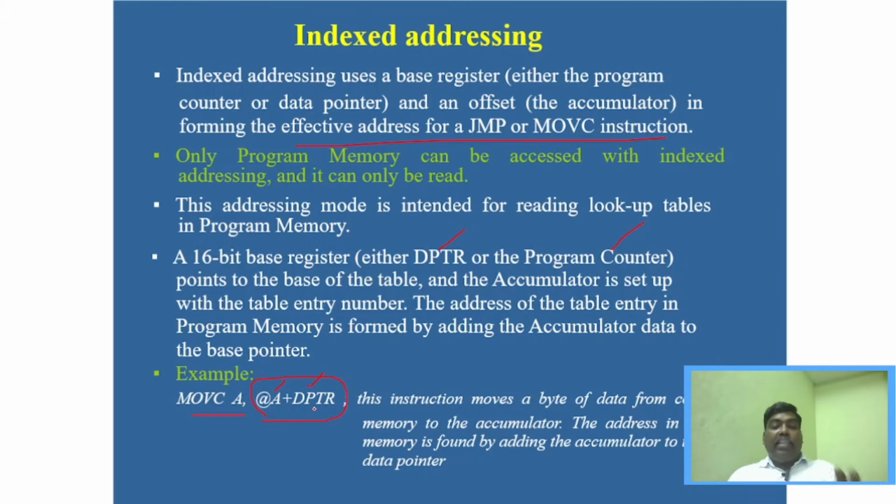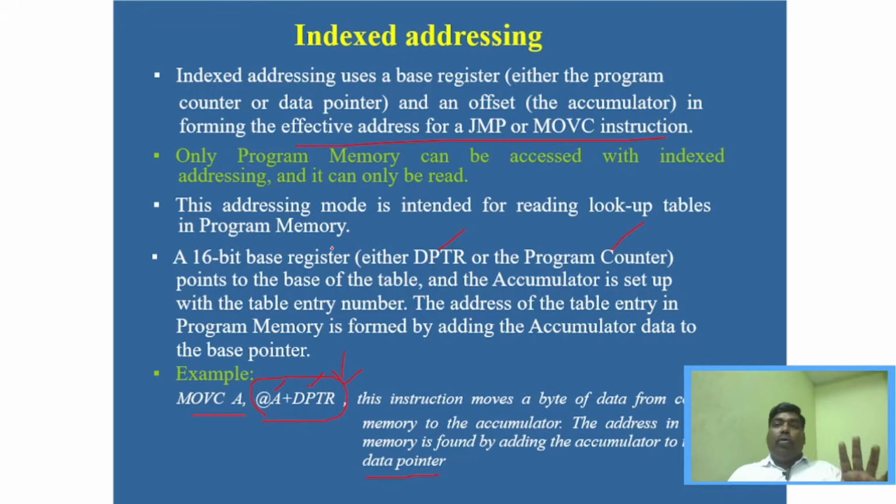And after finding that address, we have to move the content found at that address to the A, the accumulator. You can see here the instruction moves a byte of data from this particular location to A. The address in the code memory is found by adding the accumulator and the data pointer. So you don't want to get confused between indirect addressing and indexed addressing.